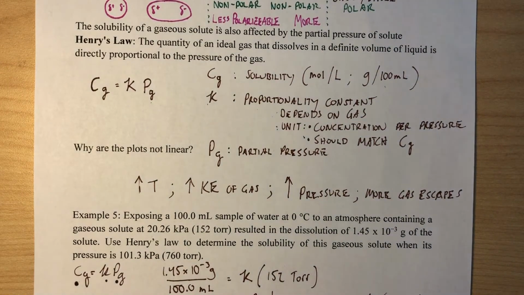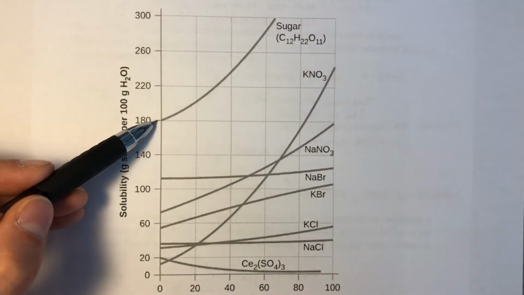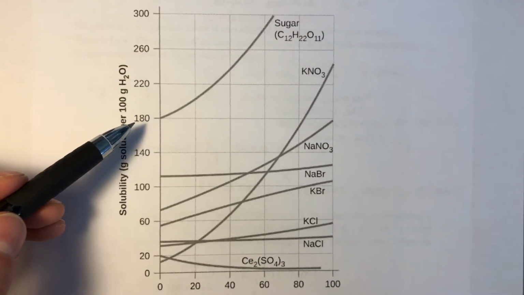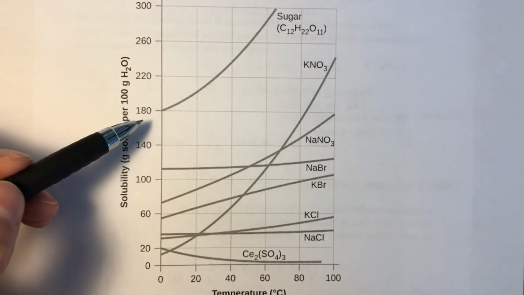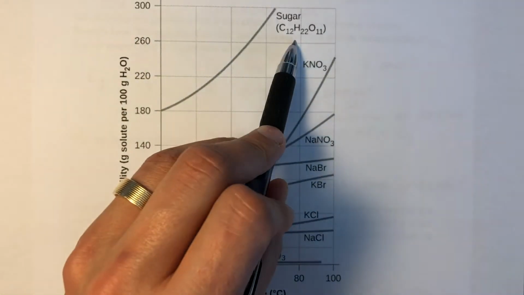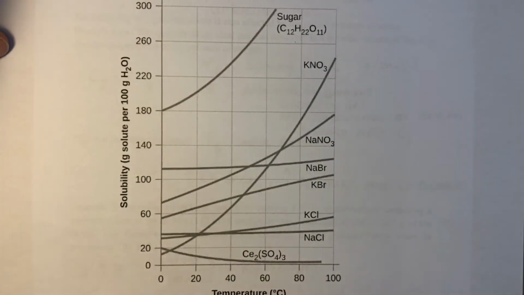Conversely, if you were to look at solids, most solids increase in solubility as you heat them. So for example, sugar: the more temperature you add, the more thermal energy you add, the easier it is to dissolve. It's a lot easier to dissolve sugar in hot water like tea or coffee than it is to dissolve it in ice water.